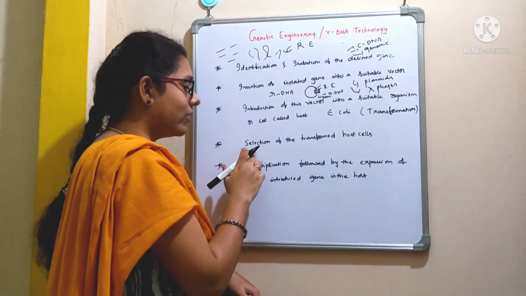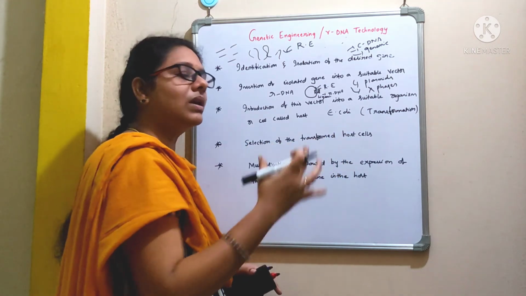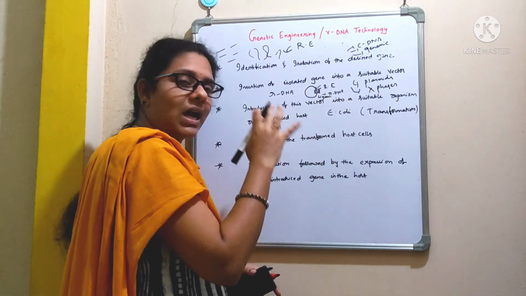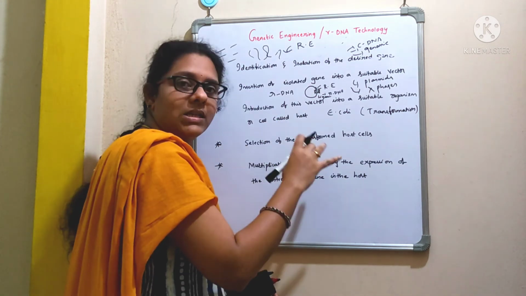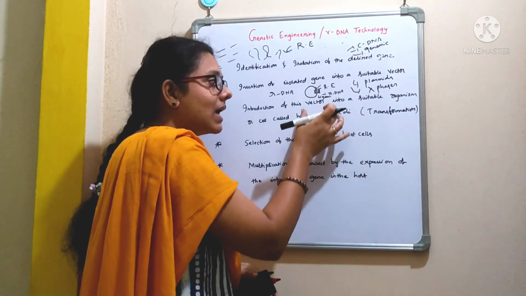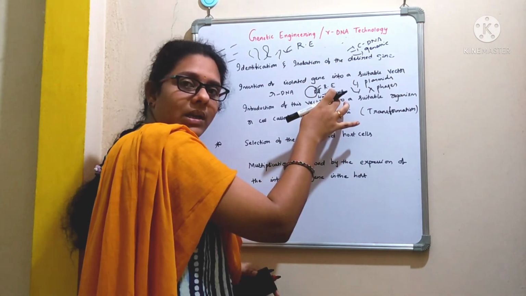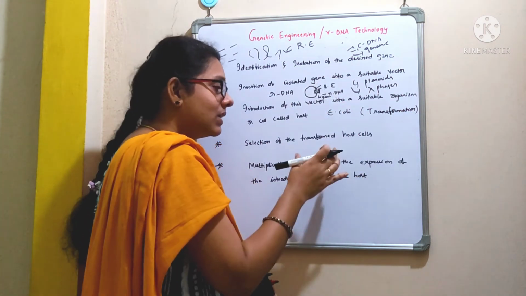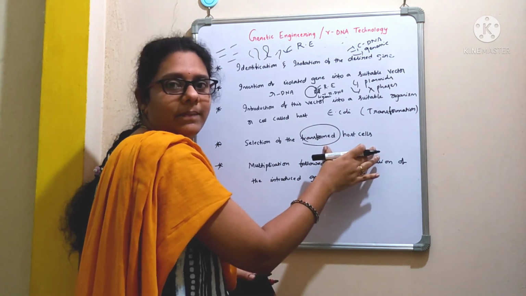In the fourth step, we are going to select the transformed host cells. Some cells may not take up this recombinant DNA molecule. Now we are going to differentiate the transformed cells from the non-transformed cells. Here we need only transformed cells because these are the only cells that are carrying the recombinant DNA molecule. If they don't take up this recombinant DNA molecule, we don't say that the transformation has taken place, right? So in the next step, it is mandatory to select the transformed host cells.